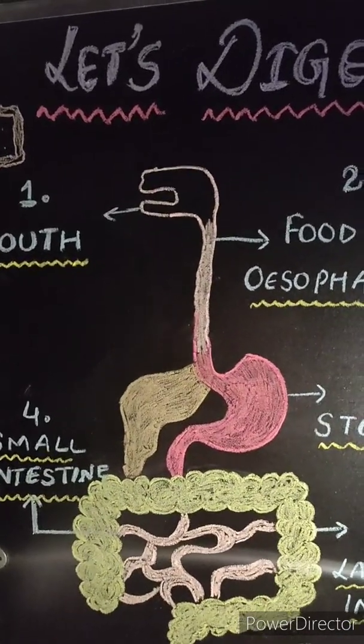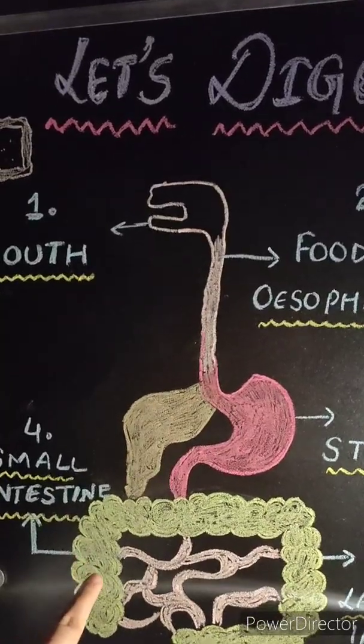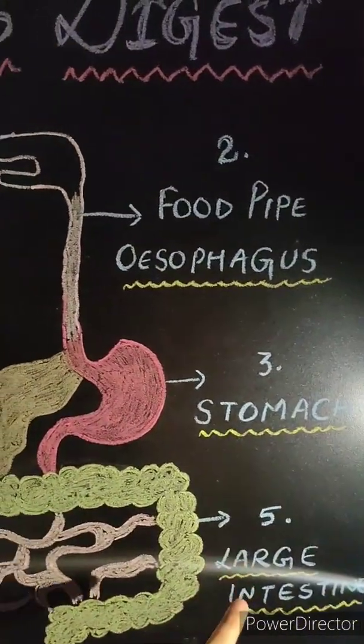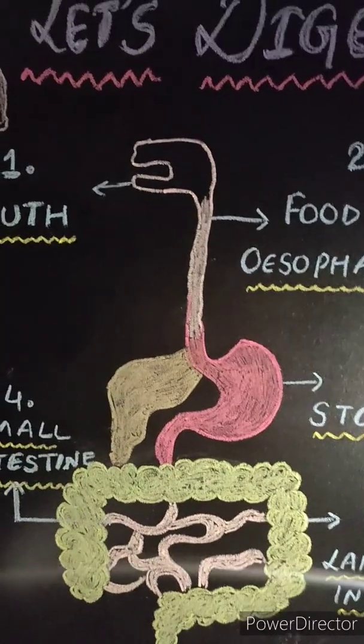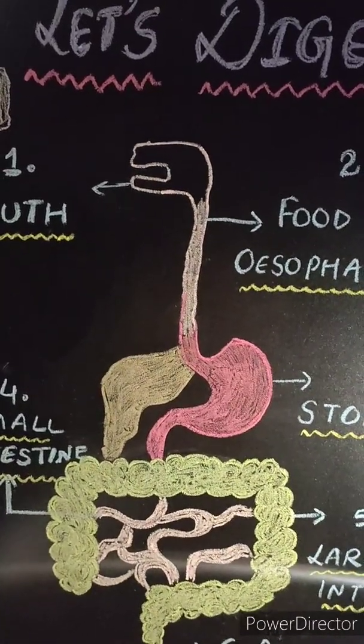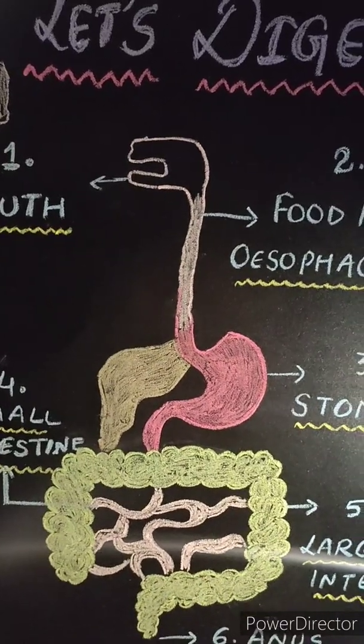Now, the leftover food moves into the large intestine. The fifth part is the large intestine. Now, what does the large intestine do? Large intestine absorbs the amount of water from the food.